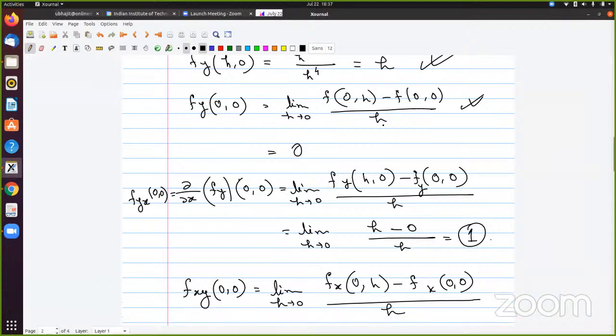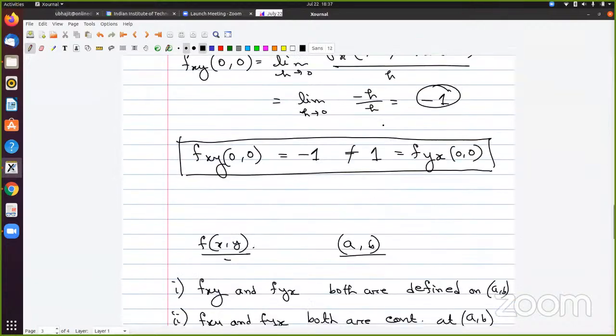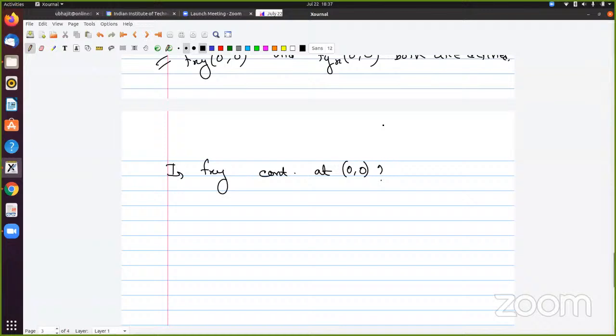Somewhere we need to know whether this fxy is continuous or not, so an easier way to check is first to check whether fxy and fyx are equal or not, right? Because if it is continuous, then they must be equal. Now if they are not equal, then you can directly conclude that this function is not continuous at (0, 0), correct?